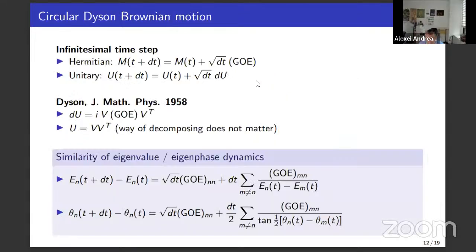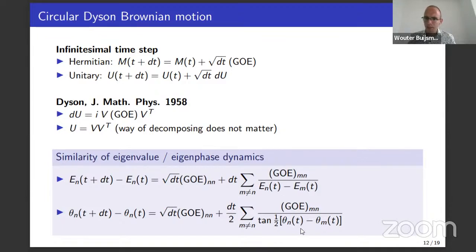If we look at the eigenvalue and the eigenphase dynamics for the Dyson Brownian motion and the circular Dyson Brownian motion, these are described by these equations. And what we want is that these equations map onto each other. That essentially means that if we make an expansion of this tangent, we just get the argument of this. Let me put it more carefully: if we expand this tangent, then up to many level spacings these equations are the same.